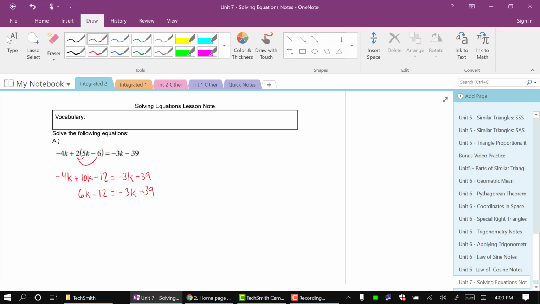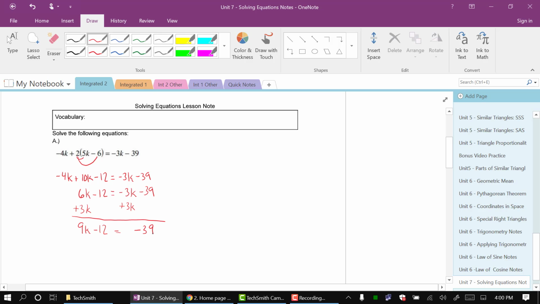So what I'm going to do now is say, okay, can I start taking stuff from the left and the right? If I start taking stuff from the left and the right, I'm going to get rid of the variable, get it on one side. So I'm going to see which is smaller. And the -3k is smaller. So I'm going to add 3k to both sides. That gives me 9k minus 12, I'm not doing anything to the 12, so I'm just going to bring that down, equals, and I'm not doing anything to the -39, so I'm also going to bring that down.